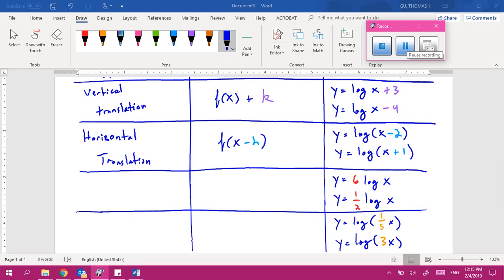Okay, so when you look at the y equals 6 times log of x, how do you think that differentiates from the original graph? So what is that transformation called then? What do you think the transformation is going to be? Vertical stretch by 6. That's right. And so then what would the 1/2 do in the 1/2 log of x? Exactly. So this is going to show a vertical stretch or shrink.